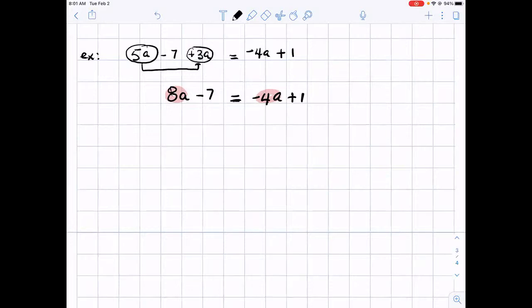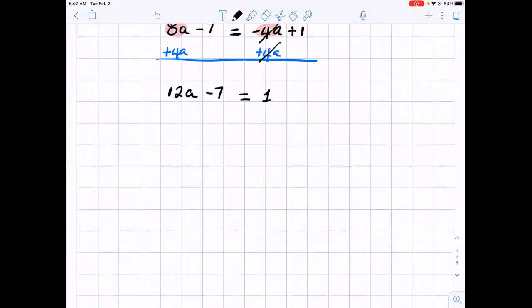So since we're crossing the equal sign, we go plus 4a, the opposite of minus 4a. Okay? And usually I do that in blue, so let's redo that. Plus 4a, plus 4a. Okay? Now, if I combine positive 8 and positive 4 it becomes positive 12a. Bring down the minus 7, and now this minus 4 plus 4 becomes 0, so we just write plus 1.